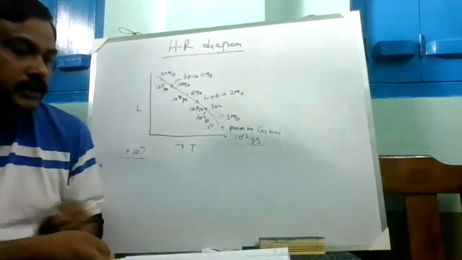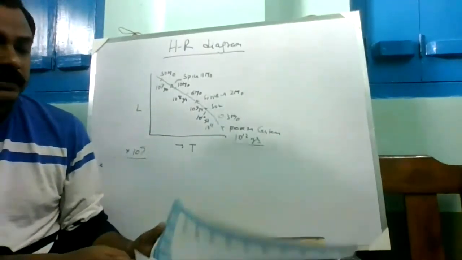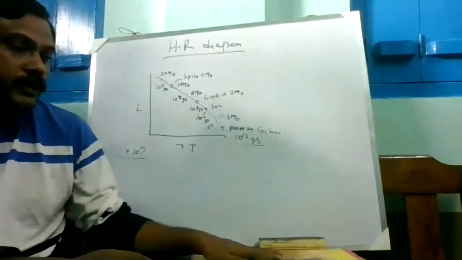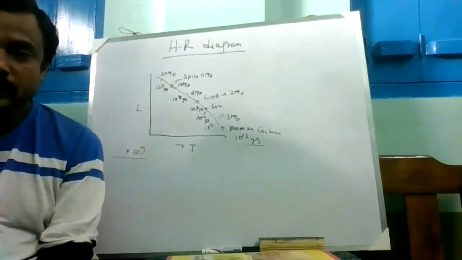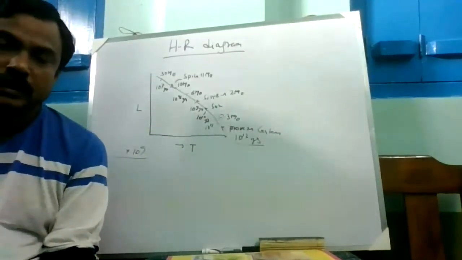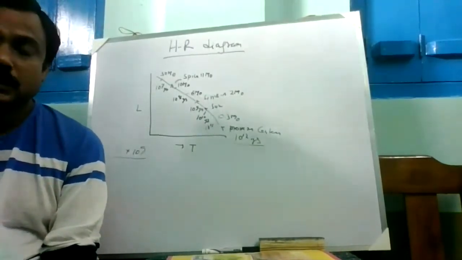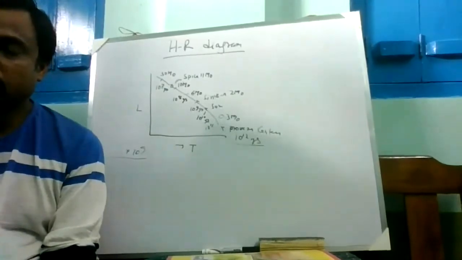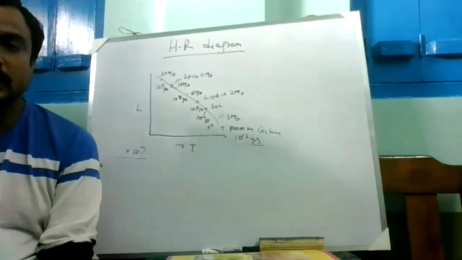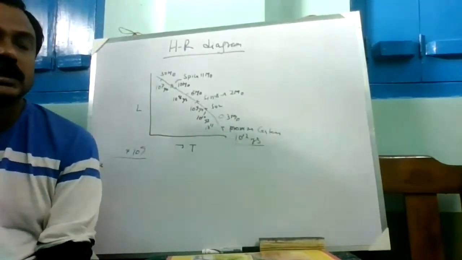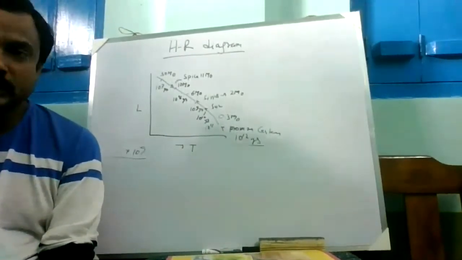So that's all about our first chapter, positional astronomy, in which first we have learned how to locate the position of a star. Then we learned how the different properties of a star can be measured. That means its surface temperature, its luminosity, its mass, its radius, its distance. How these can be measured, we have discussed that.